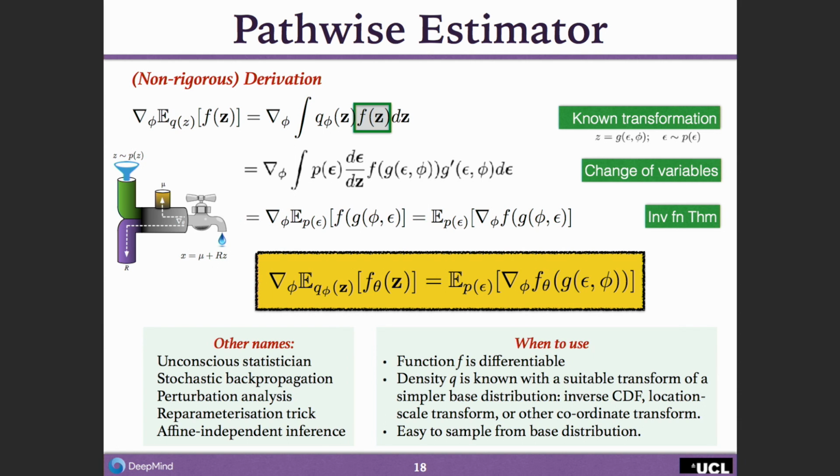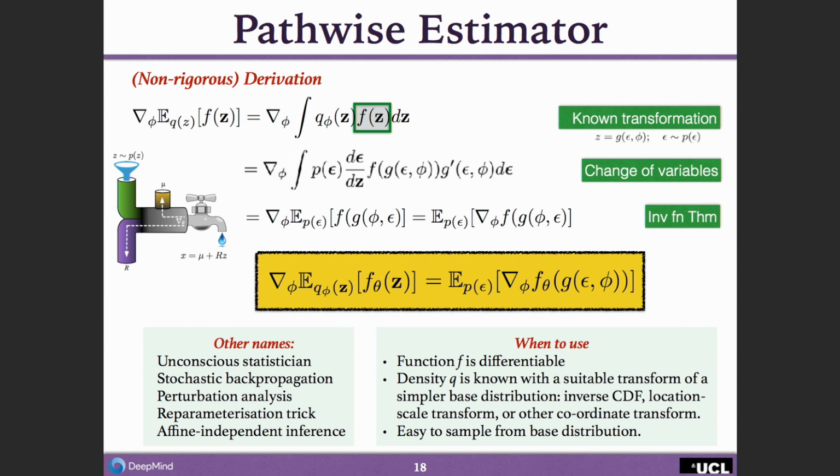Then I'm going to apply the inverse function theorem on this derivative, d epsilon by dz, and that effectively is going to cancel out this derivative here, g prime. So g prime will disappear, and what you'll be left with is an expectation under p of epsilon instead, of the function of g directly. And now the integral is over epsilon, which has nothing to do with phi, so now you are free to take the gradient directly through, and there are no conditions to check. The gradient can just go directly through the integral.